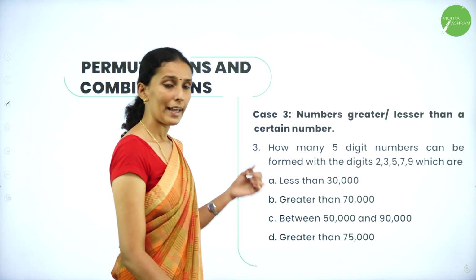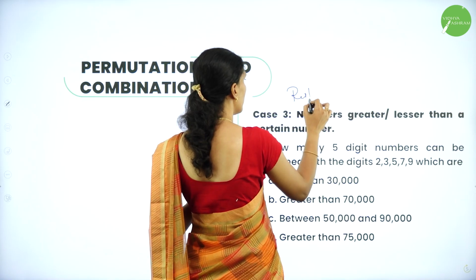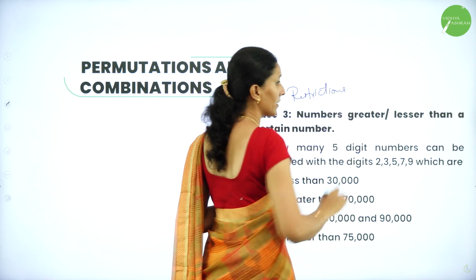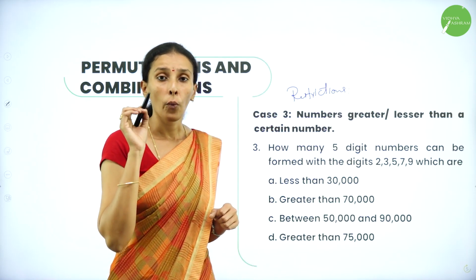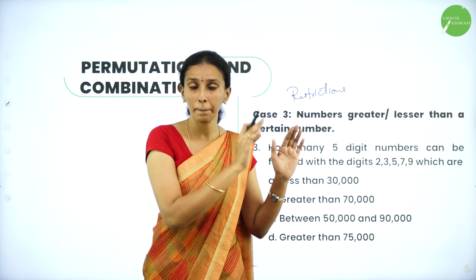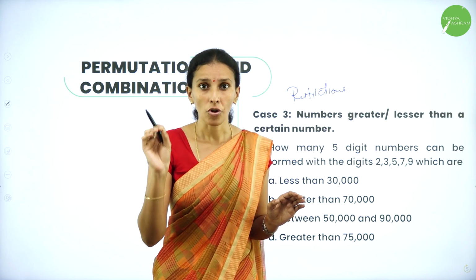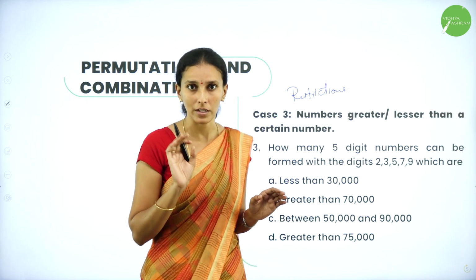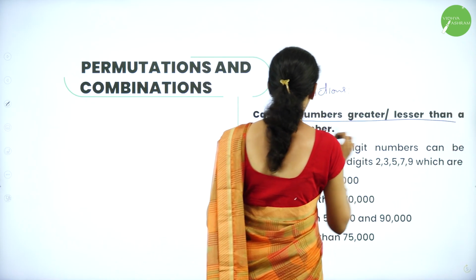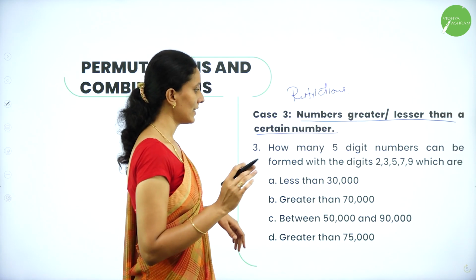Next question. Again, here we come across restrictions. But you have to find where the restriction is. Whenever you have a restriction, you have to find the place where the restriction is, and you should fill the choices of the restriction place first. Okay. So let me take numbers greater than or lesser than a certain number.